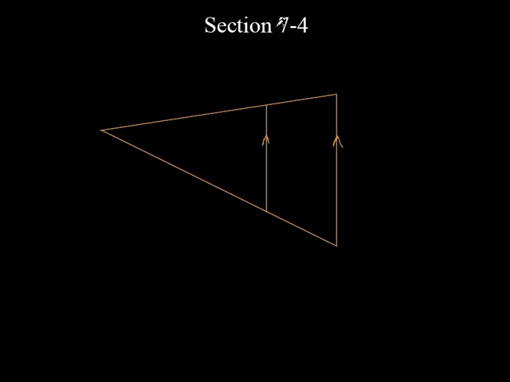Section 7.4. It says parallel lines and proportional parts. Okay, so here's your parallel lines right here. So here's what you have to learn. This is just a theorem. We're not going to really prove this theorem or anything. I don't think they even prove it in the book. Nope. So we just believe it. All right, so it's a theorem.